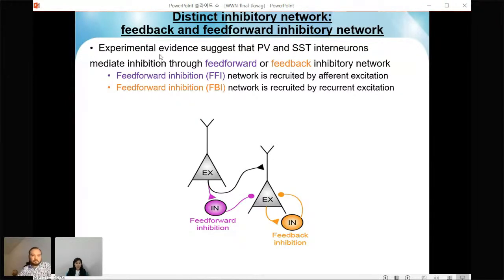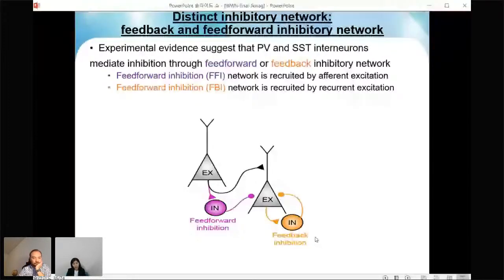It's very difficult to see the actual network changes in the experimental setting with the methodologies we have. So we turn to computational modeling, especially since experimental evidence suggests that PV and SST interneurons mediate inhibition through feed-forward or feedback inhibitory networks. For example, if an excitatory neuron sends excitation to another excitatory neuron and also activates a synapse onto an interneuron, that could cause feed-forward inhibition. So feed-forward inhibition is recruited by afferent excitation. And there's another type of inhibitory circuit motif that is recruited by recurrent excitation. This is called feedback inhibition.